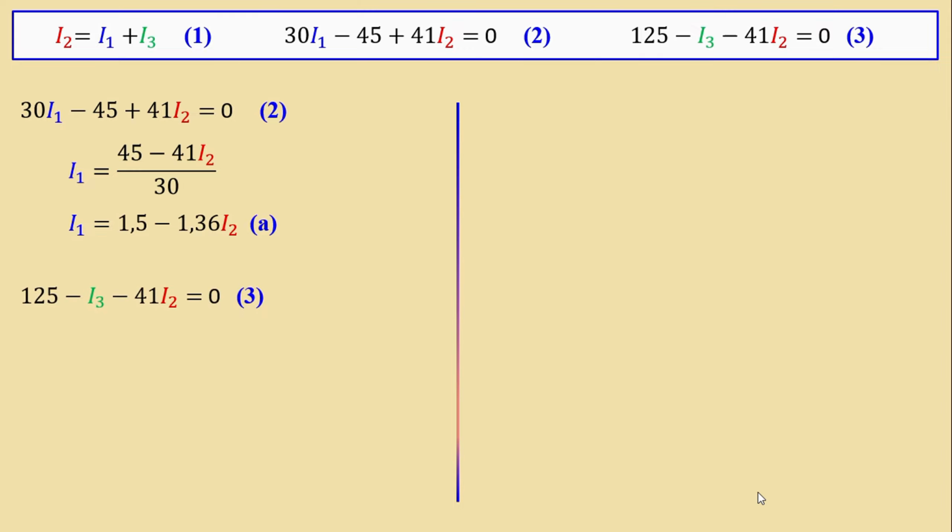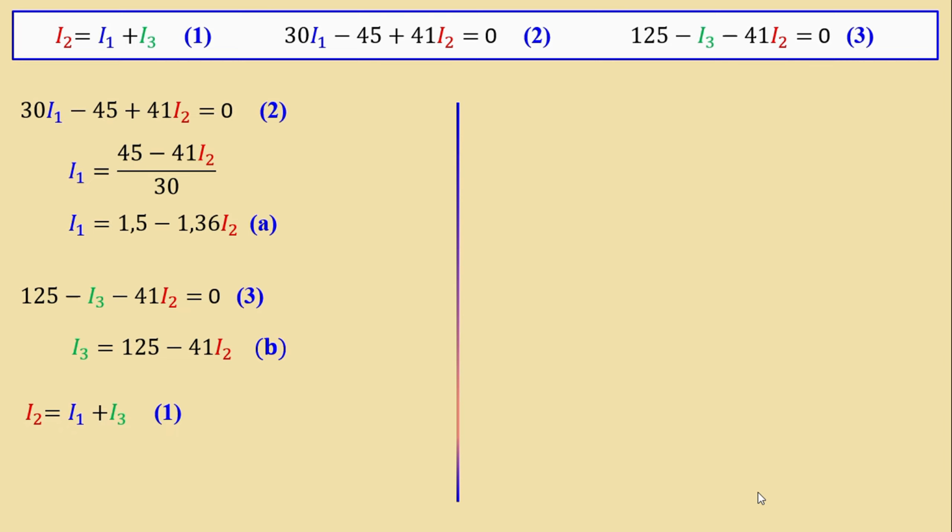We go now to equation number 3. We have 125 minus I3 minus 41 I2 is equal to 0. We can write I3 in terms of I2. We obtain finally I3 is equal to 125 minus 41 I2, and I will call this equation B.